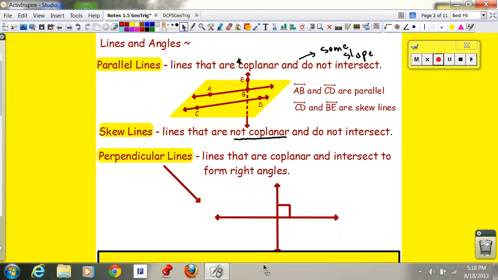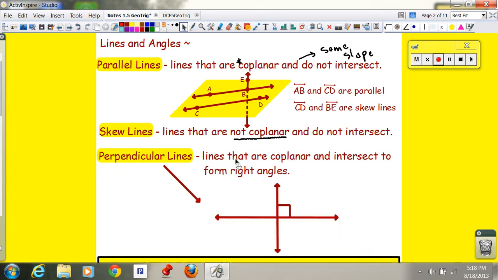Now perpendicular lines are lines that form right angles. And perpendicular lines are also coplanar. They're on the same plane with each other. Any lines that intersect have to be coplanar, no matter what. If two lines touch, there's a plane that you could put between those two lines, and they have to be coplanar. So perpendicular lines form right angles.